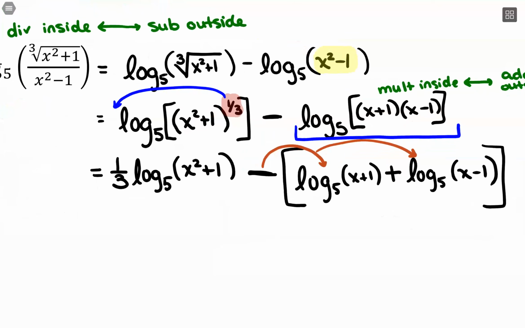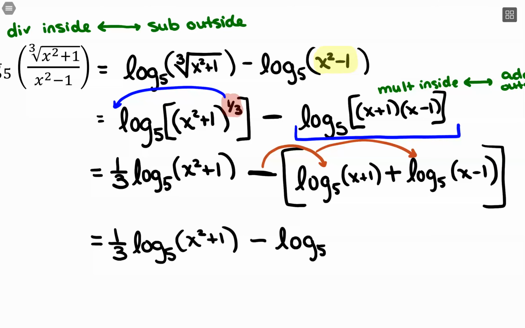So what this will look like is we'll have our 1/3 log base 5 of x squared plus 1 minus log base 5 of x plus 1. And then minus log base 5 of x minus 1. And that would be our fully expanded form. So I go through and there's nothing I can do with those expressions that are inside the logarithm. There's no more simplifying to do. That would be where we end.